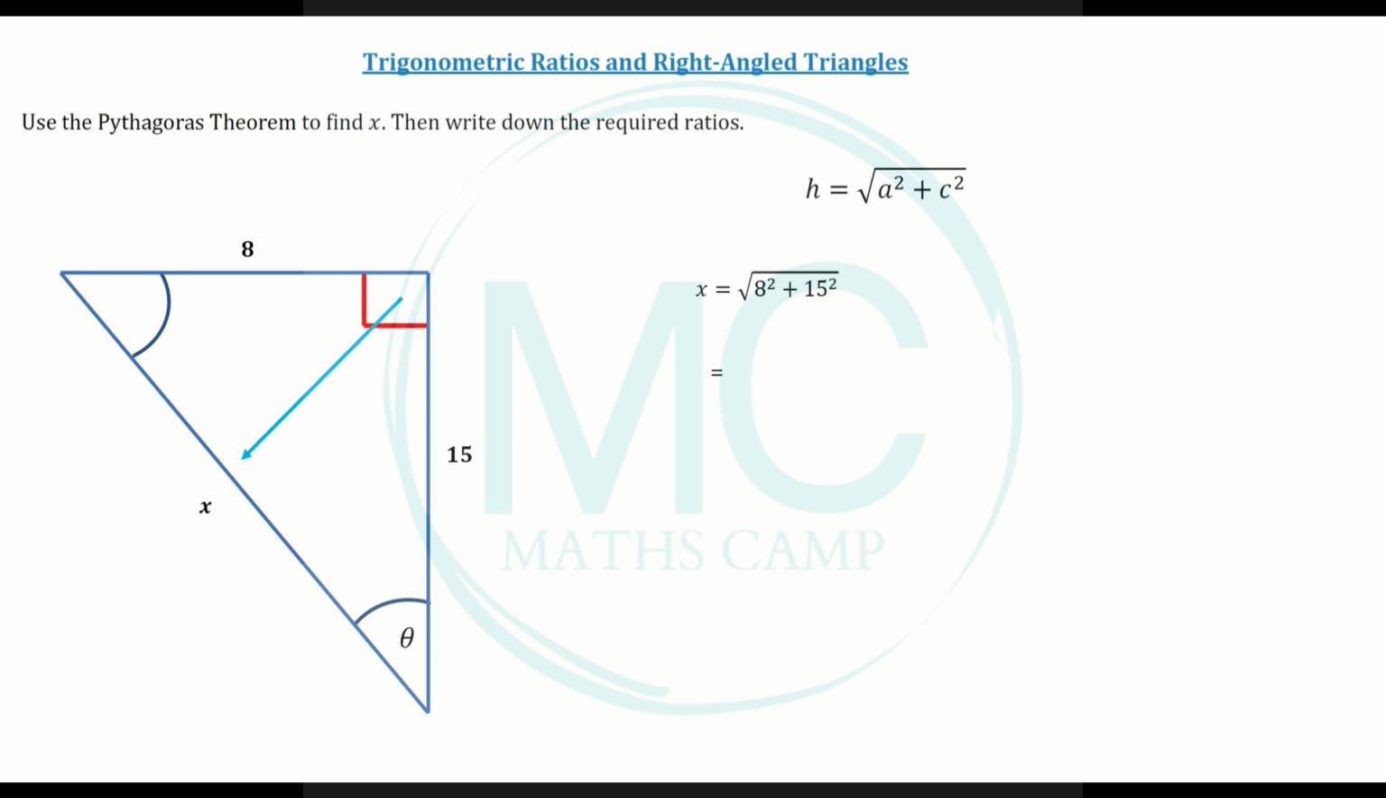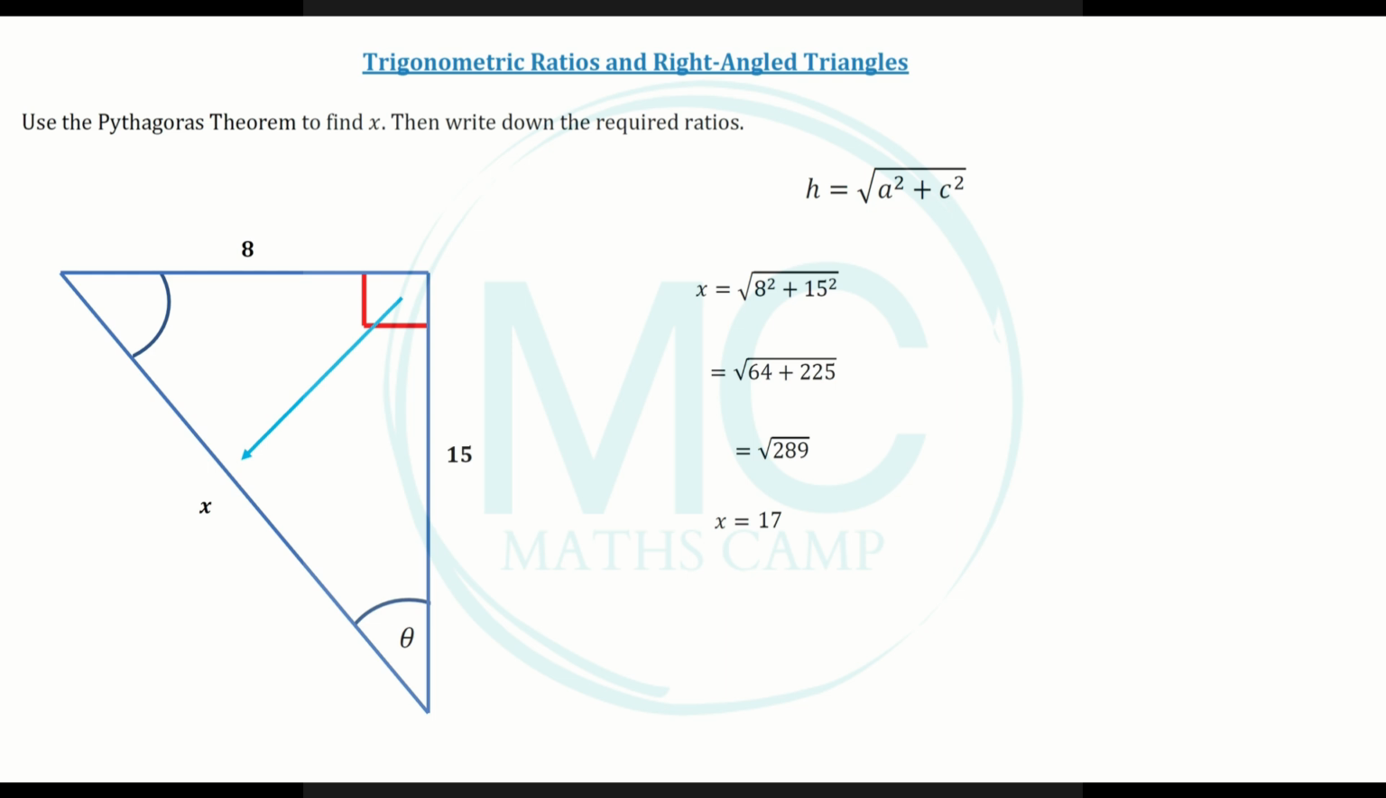Now we can square our terms. 8 squared is 64, plus 15 squared, which is 225, all under a square root. Now we can add our values together. 64 plus 225 gives us 289 under a square root. Grab your calculator and we'll find that x is equal to 17.